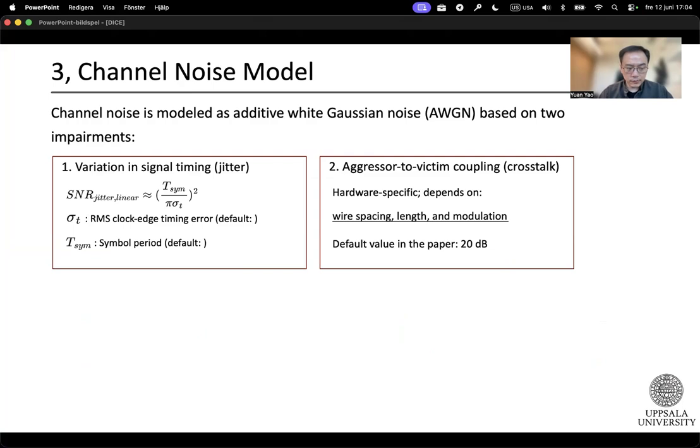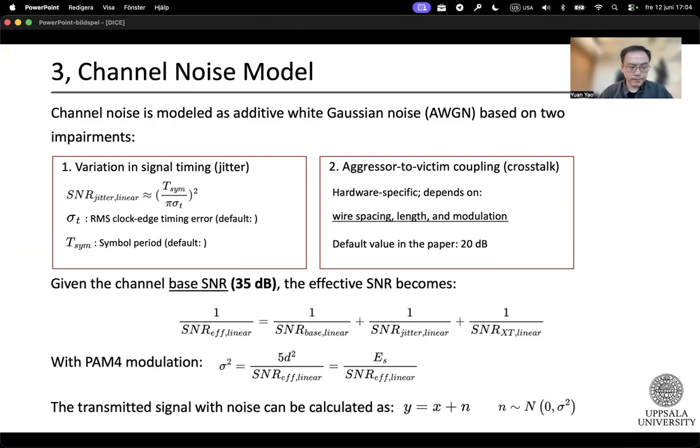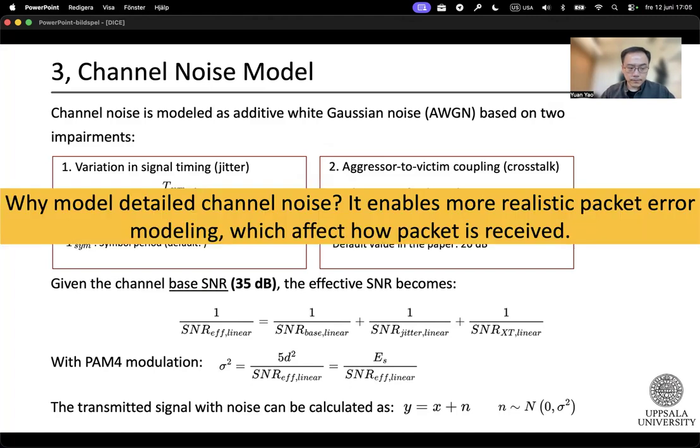The next component is the channel noise model. DICE models noise as additive white Gaussian noise, or AWGN. The effective signal-to-noise ratio, or SNR, depends on several factors, including the base channel SNR, jitter, and crosstalk. I will once again not go into details. The important idea here is that DICE does not simply assign a fixed probability of a delay. It models how the transmitted signal is distorted by channel conditions, and then lets the receiver logic determine whether the data can be recovered or a resend is needed.